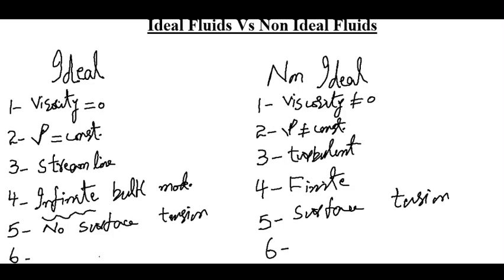And the last point for ideal and non-ideal fluid is that the concept of ideal fluid is purely imaginary. We have no real fluid that satisfies all these properties of ideal fluids, while all the real fluids which exist in nature are non-ideal fluids. So the concept of ideal fluid is ideal just for studying the simplest case of fluid mechanics, while all the real fluids behave non-ideally. I hope now you have a clear understanding of the differences between ideal and non-ideal fluids.